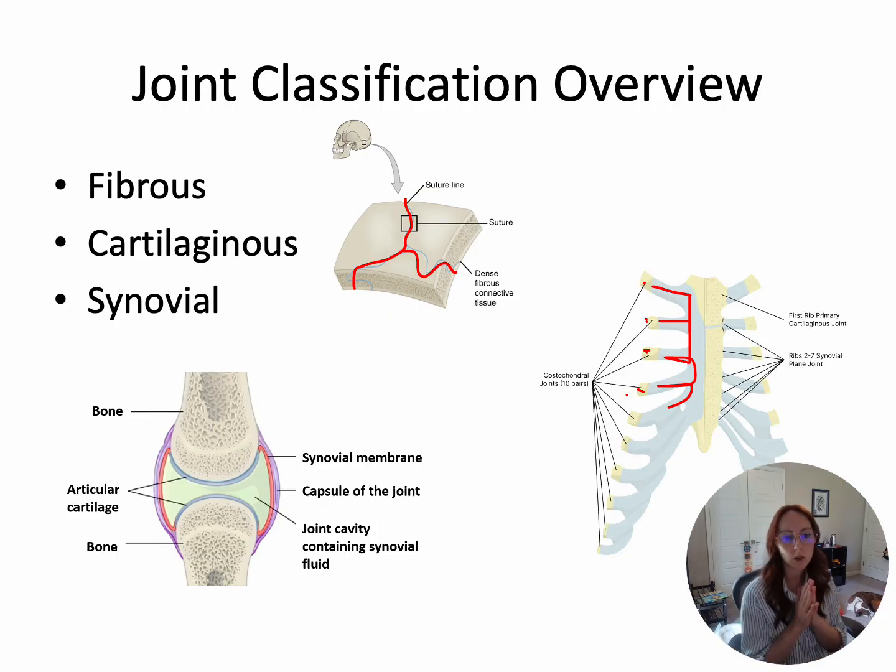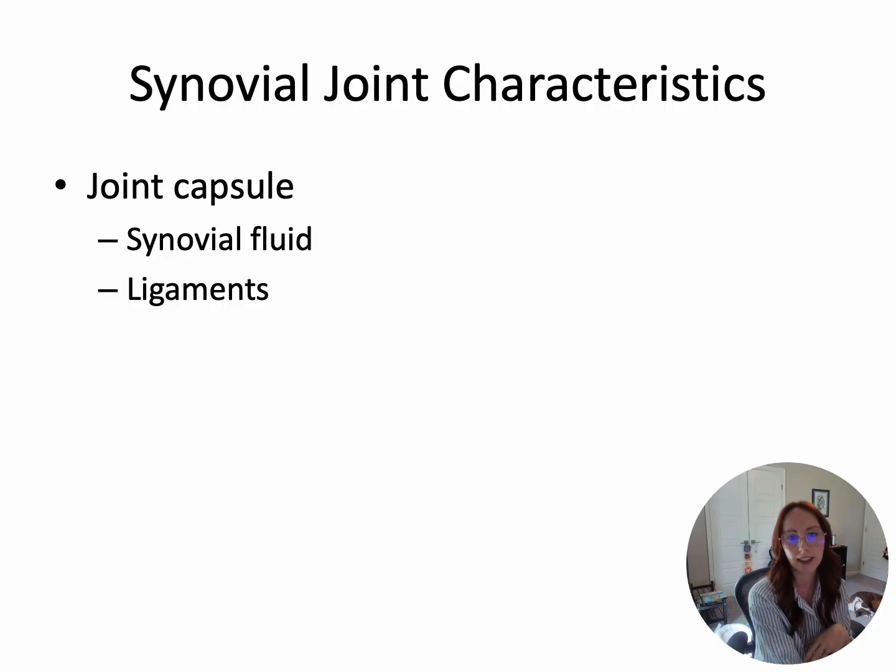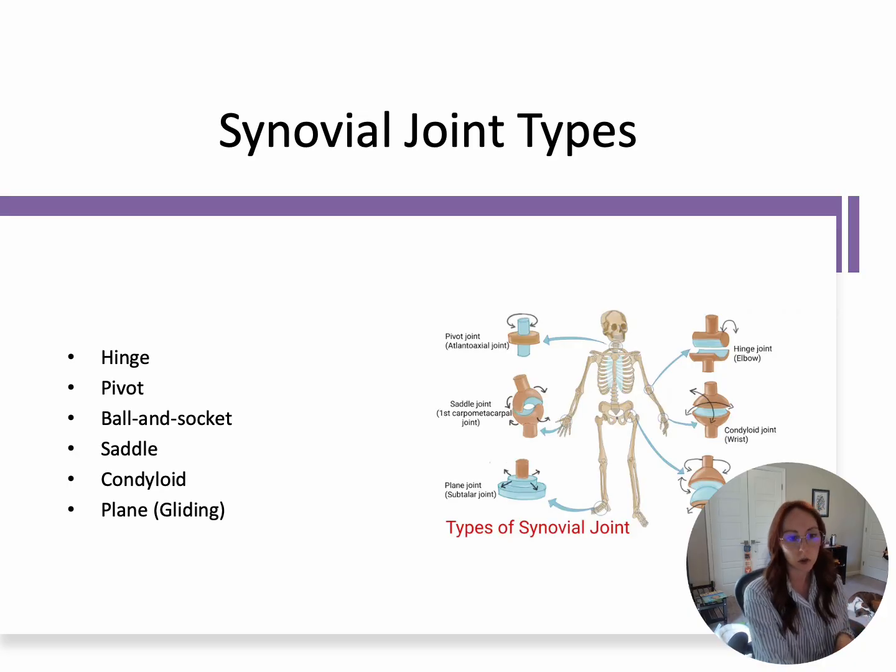So a synovial joint in particular is going to have the synovial membrane, that capsule, and synovial fluid. You'll have the joint capsule with synovial fluid and ligaments coming off of that joint. So those are the characteristics of a synovial joint. And then there are various types of synovial joints.